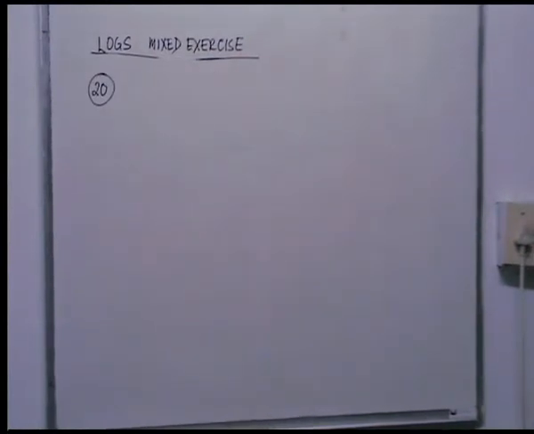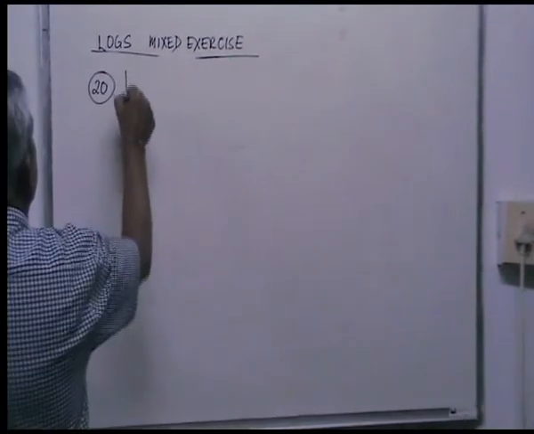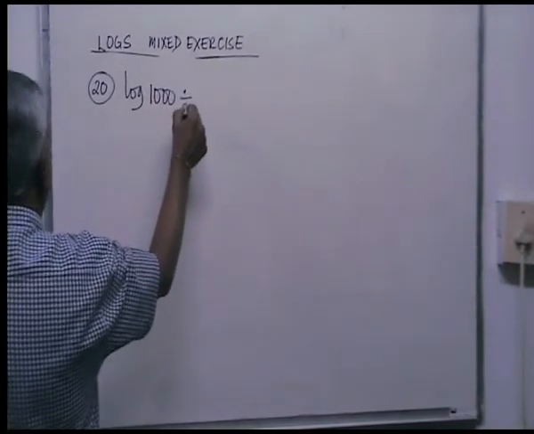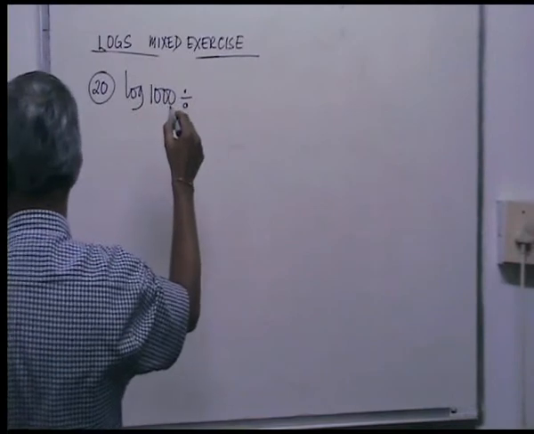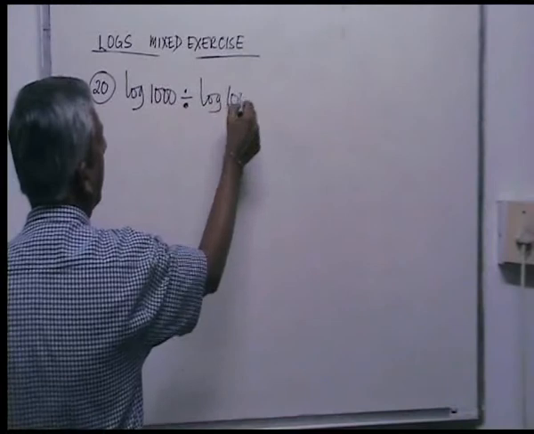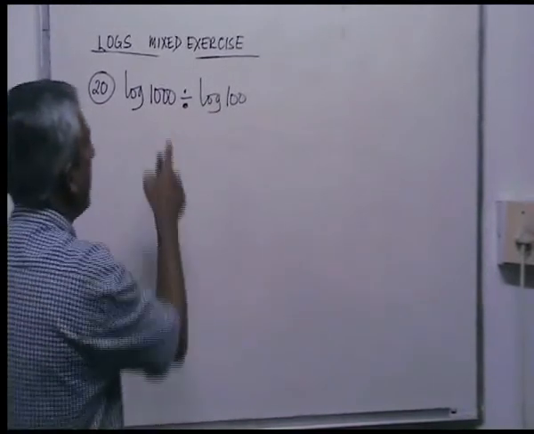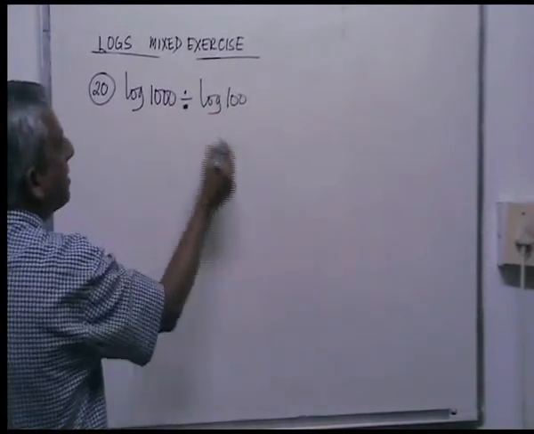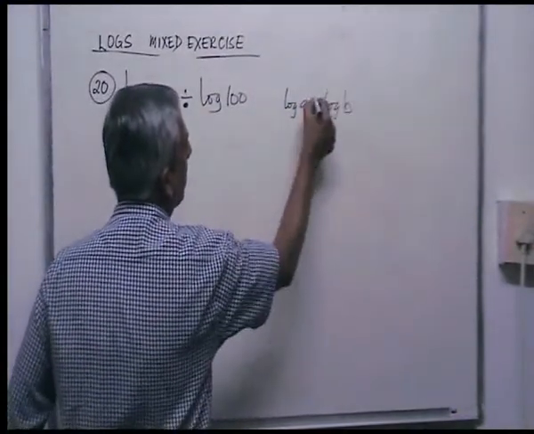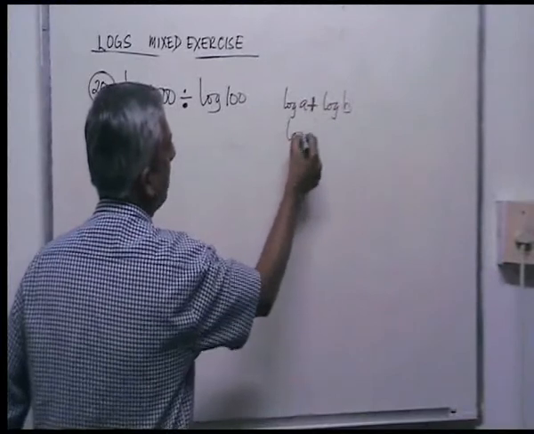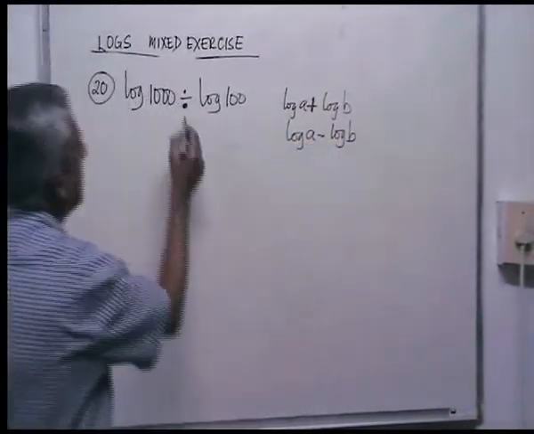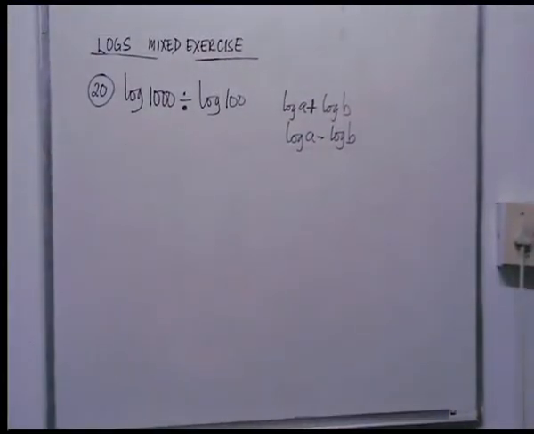And finally we have number 20. You have log of 1000 divided by log of 100. Once again, don't fall in the trap. You see, the law says it can be log of A plus log of B with a plus sign, or it must be a minus sign, but this is a division sign. So I can't use those laws.